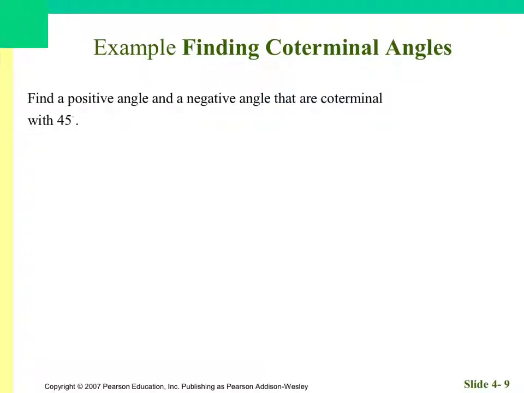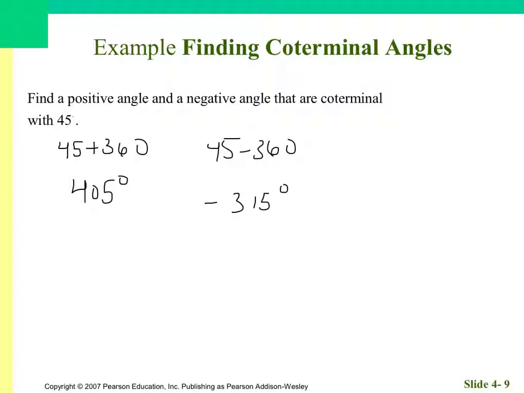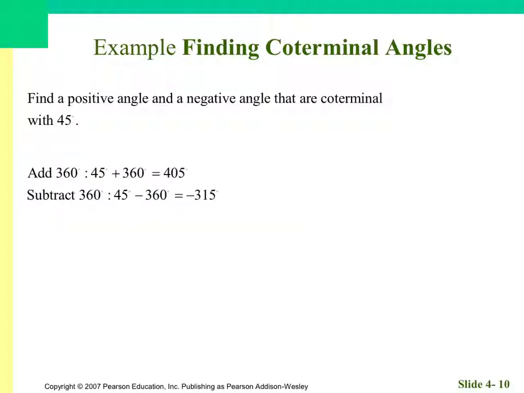Find a positive angle and a negative angle that are coterminal with 45 degrees. So you do 45 plus 360. That would be 405 degrees. And 45 minus 360 is negative 315 degrees. There's one, there's another. Okay? There we go.